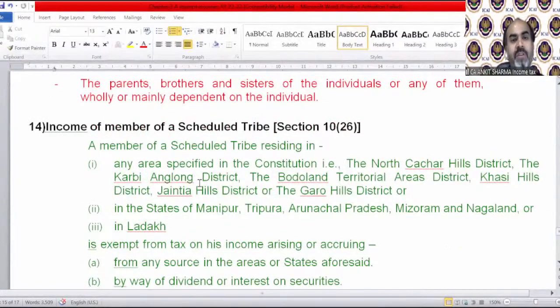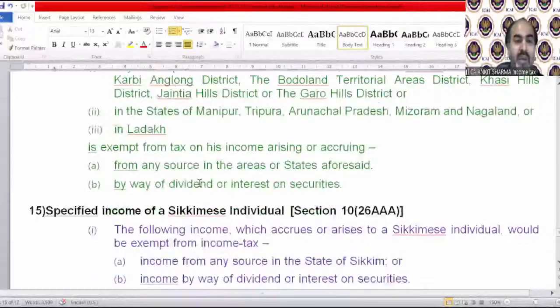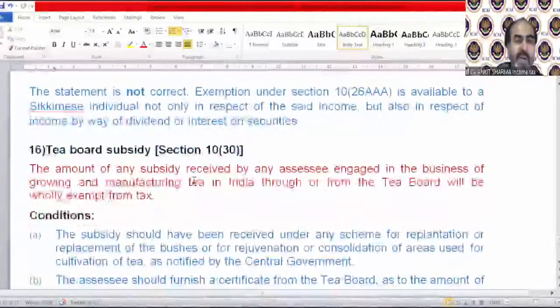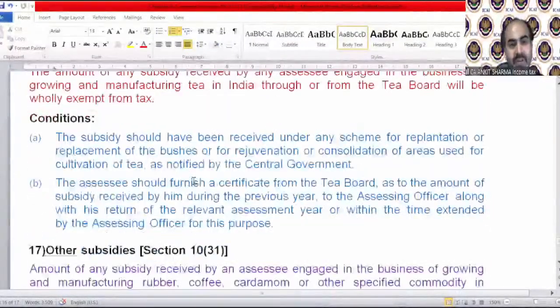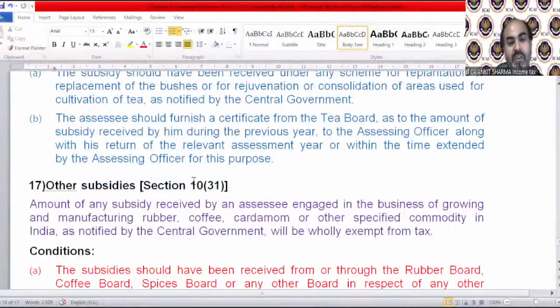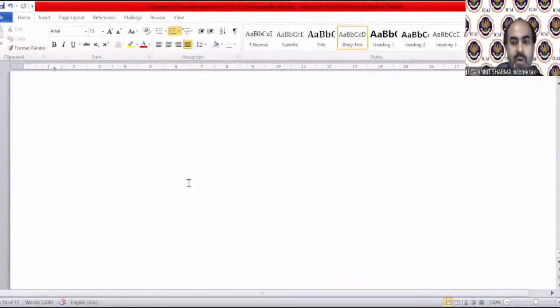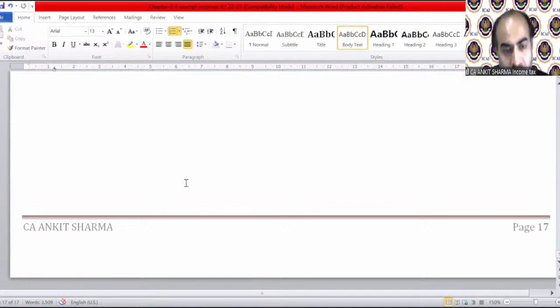Income of a member of a scheduled tribe is also exempted if situated in a specific area. The specified income of a Sikkimese individual is also exempted. Tea Board subsidy is exempted. Other subsidies as per government norms are also exempted. Okay, so we have almost completed all exempted income. We are left with section 10AA, that is a special deduction for special economic zone provision.